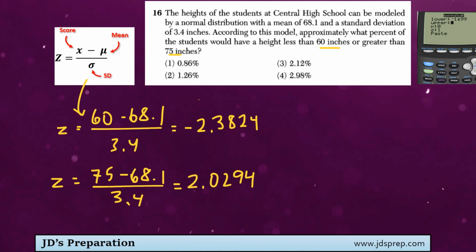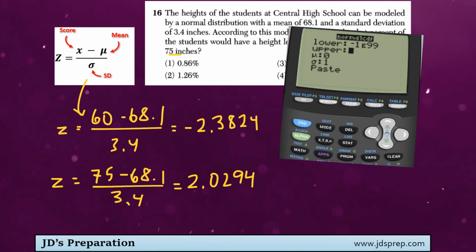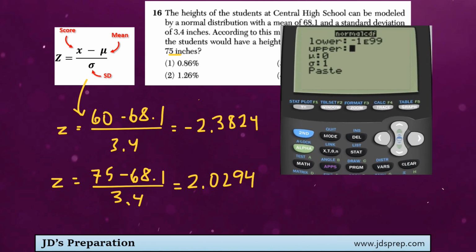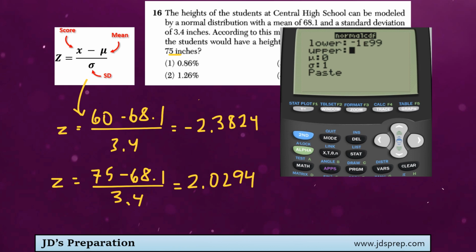Now you're going to want to grab your calculator and get to the distribution menu. To do that, hit second and then the vars button to access it. And you want to choose the normal CDF button. If you're curious, CDF stands for Cumulative Distribution Function.